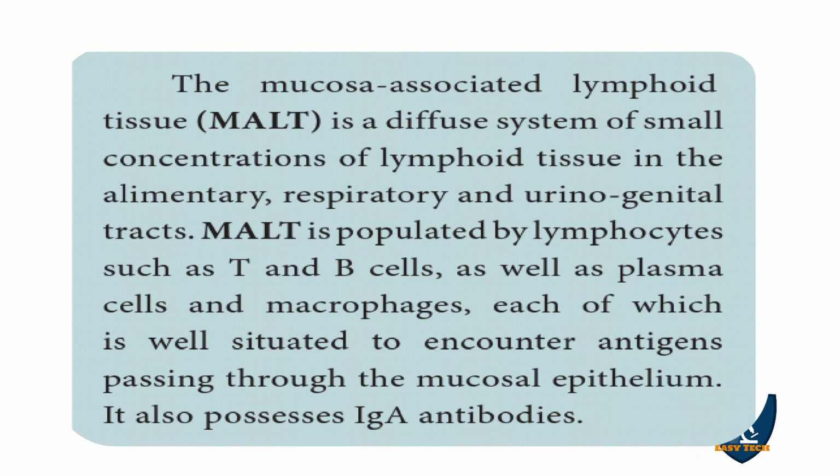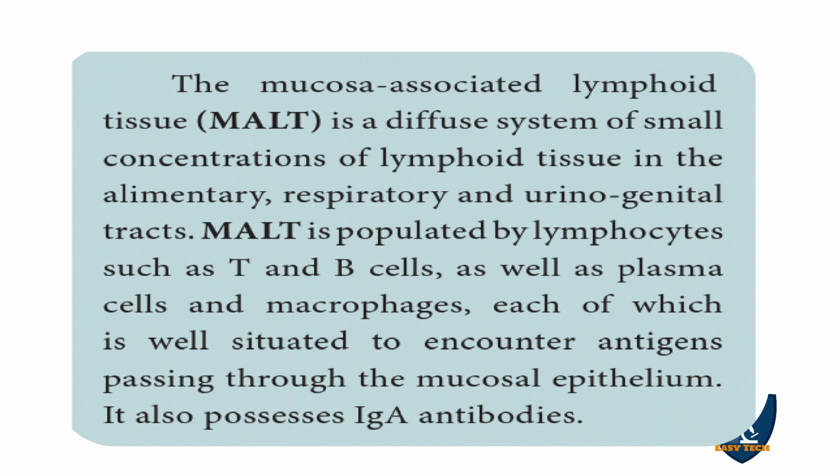MALT, mucosa associated lymphoidal tissue. MALT is a diffused system of small concentrations of lymphoidal tissue in the alimentary canal, respiratory and urinogenital tracts. MALT is populated by lymphocytes such as T and B cells as well as plasma cells and macrophages, each of which is well situated to encounter antigen passing through the mucosal epithelium, and it also possesses IgA antibodies.